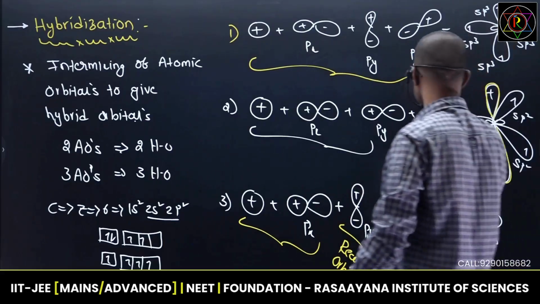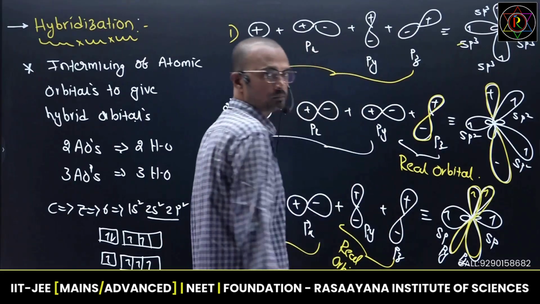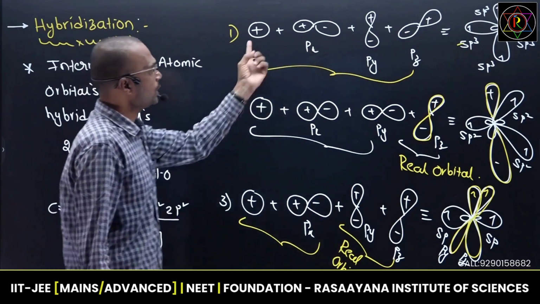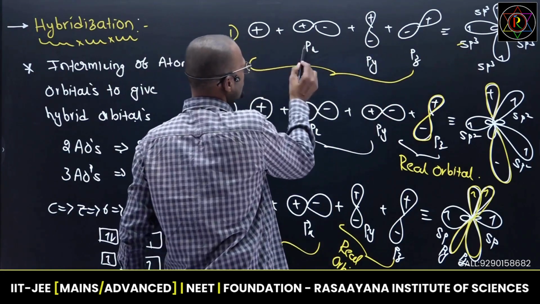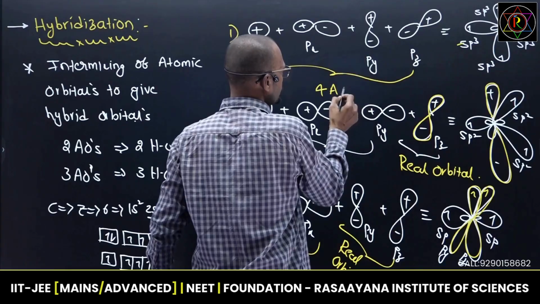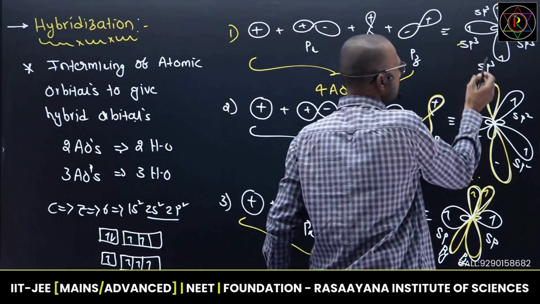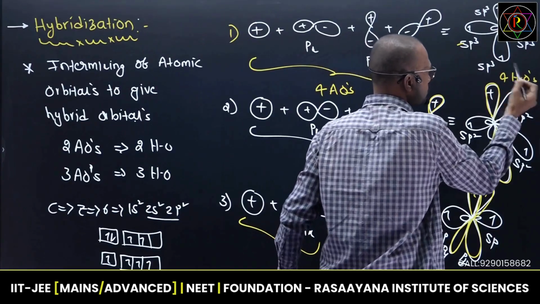Now this orbital is a real orbital. Here 2 real orbitals are present. So they are atomic orbitals, they are hybrid orbitals. I am intermixing 1, 2, 3, 4 atomic orbitals. Now here see sp3, sp3, sp3, sp3. So I can say 4 hybrid orbitals like that.